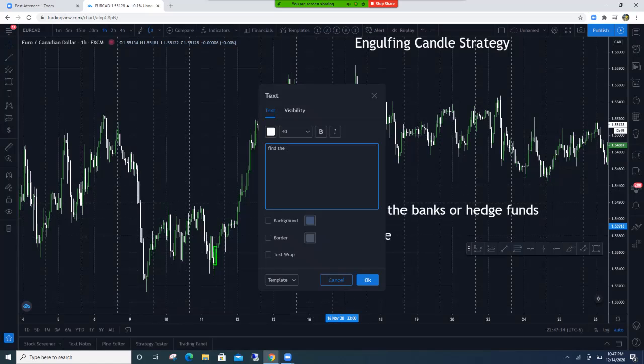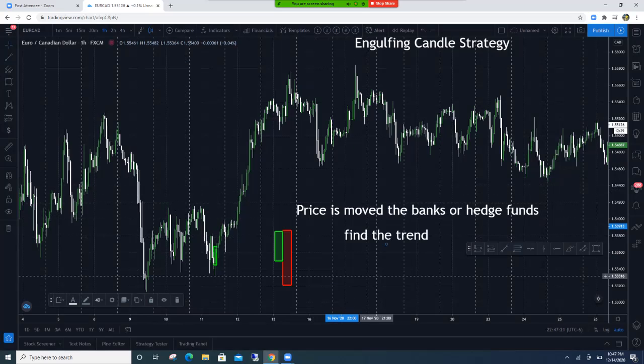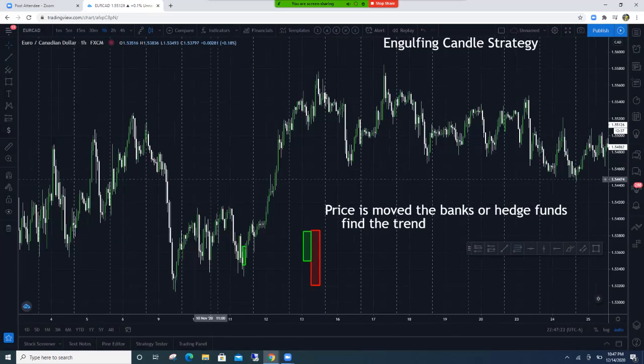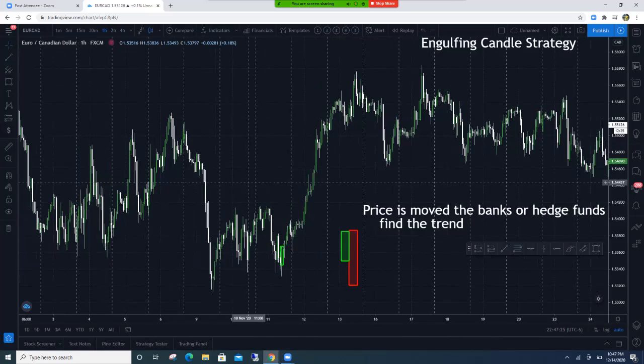So, find the trend. And the best way to do that is, one, if you're a more advanced trader, you can look for higher highs and higher lows, but you see stuff like this and that can confuse you.